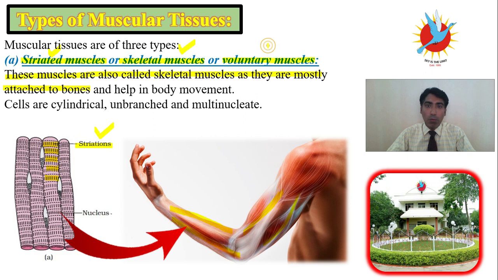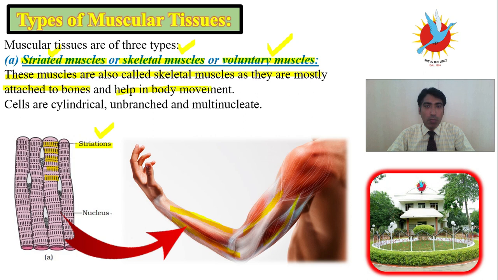Why are they called voluntary? Because we can move or use these muscles as per our will. That is why they are called voluntary muscle. If I want to move my hand, I can move my hand. If I want to stop my hand, I can stop it anytime. So the muscle of my hand is under my will, under my control. That is why it is called voluntary muscle.